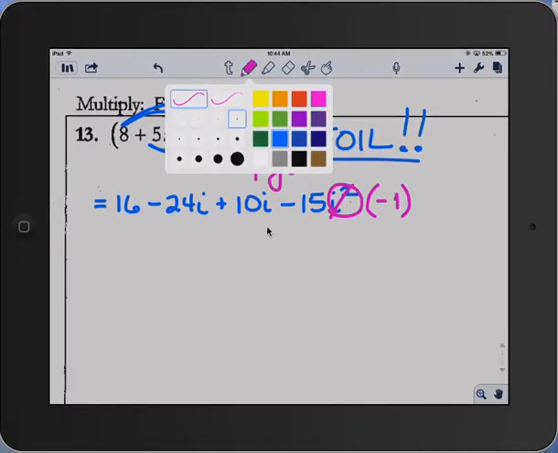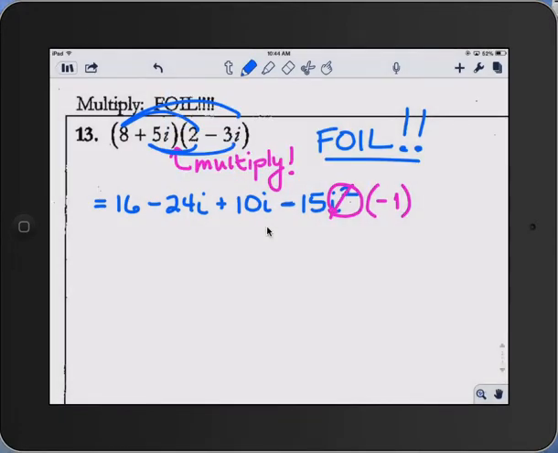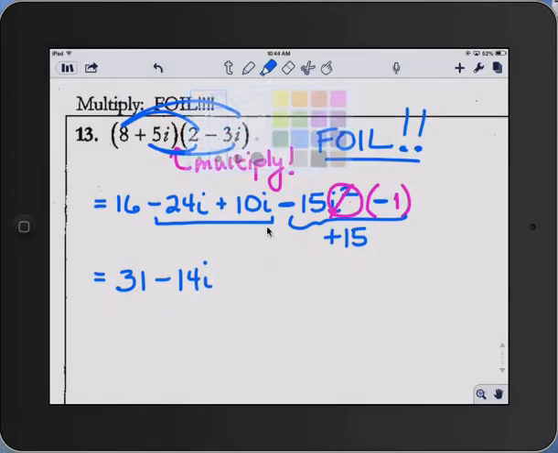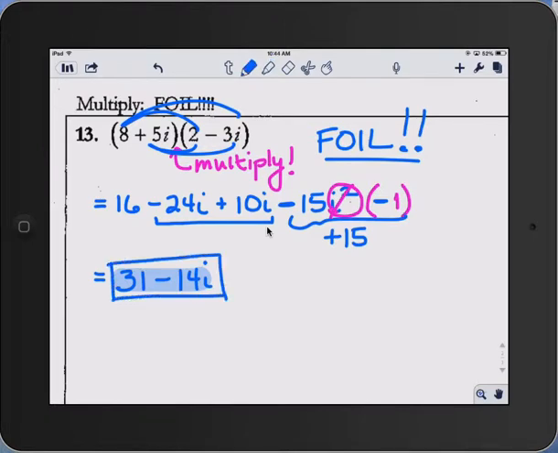So that number out there is really, because you have the negative in the front multiplied by the negative 1, this is really a positive 15. Okay, and then we can combine like terms. So 16 and 15 would be 31. And then in here, our negative 24i and our positive 10i is negative 14i. Now again, it's all right to leave an i in your answer. You don't want to leave i squareds. So 31 minus 14i would be your final answer.